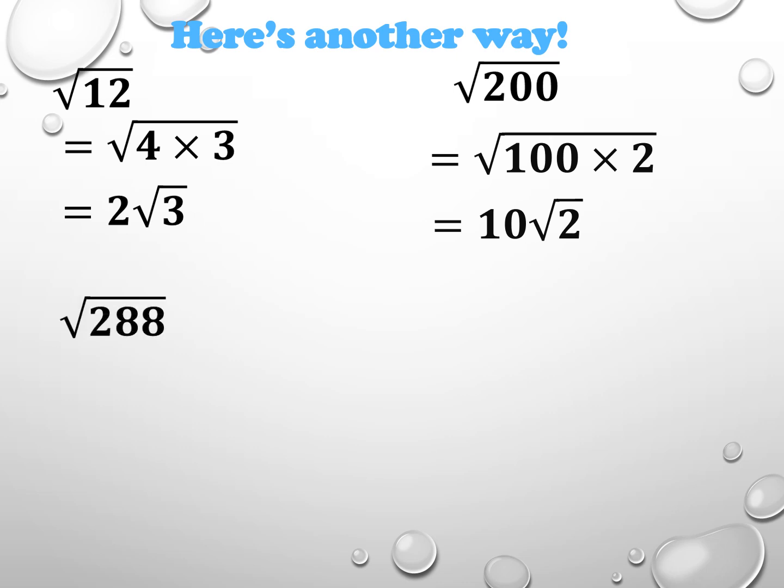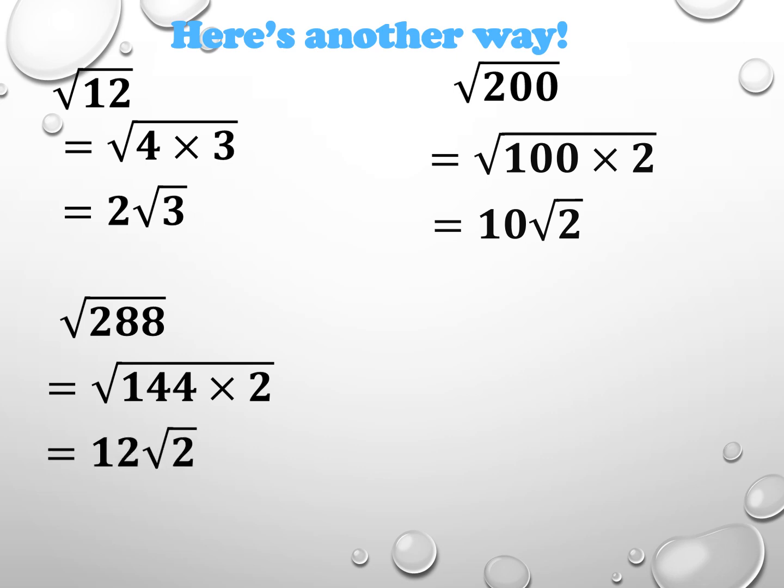Now let us have square root of 288. We all know that the factors of 288, wherein one factor is a perfect square, is 144. So square root of 288 equals square root of 144 times 2. And square root of 144 is 12. So we have 12 square root of 2.